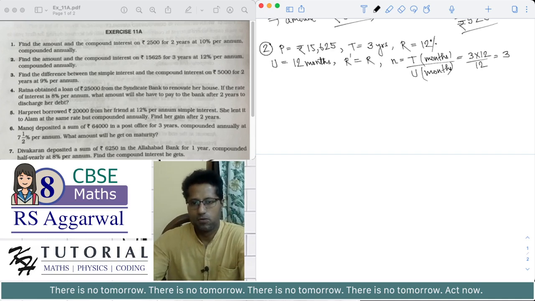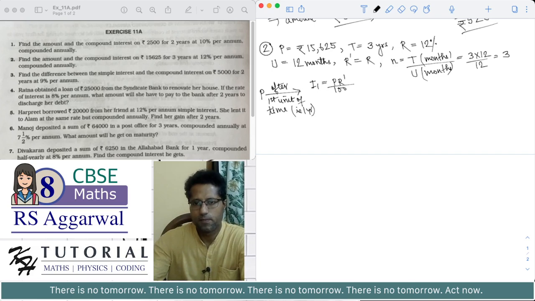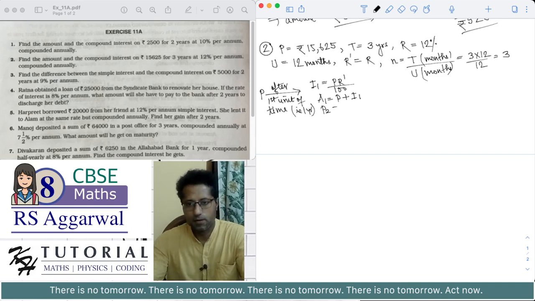Okay. So we have P, then after first unit of time, that is 1 year, we have I1, the interest, which will be P R dash by 100, the amount will be P plus I1, and the next principal P1 will be equal to the amount. Okay.